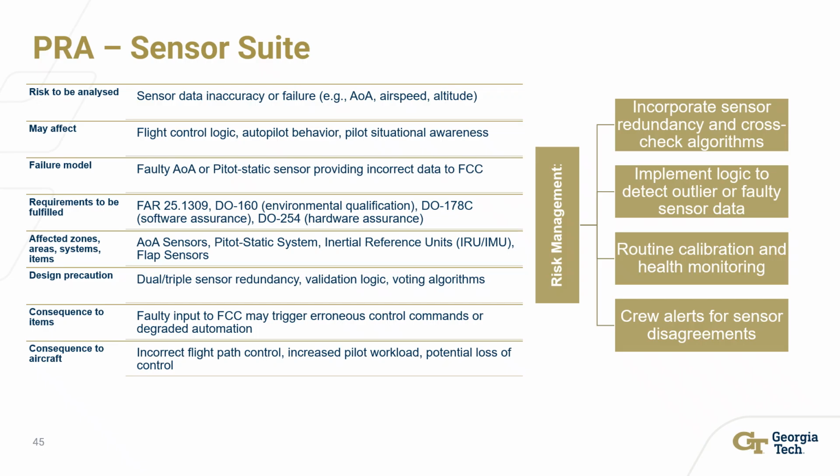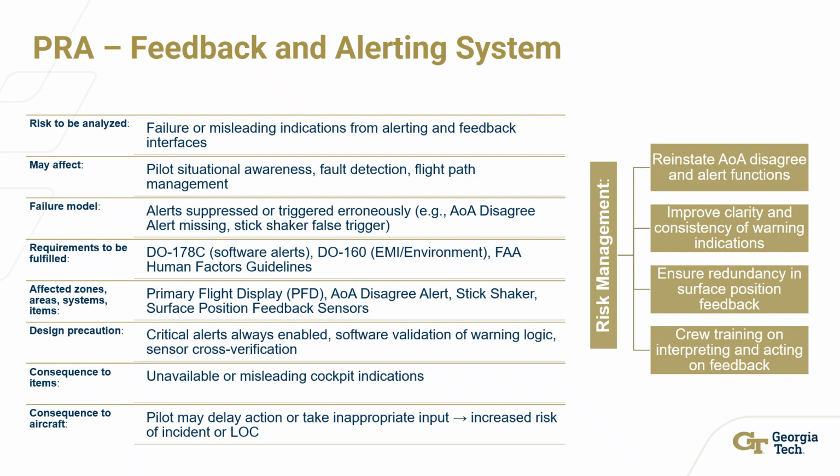Here we analyzed risk from the sensor suite itself, particularly the angle of attack sensor. The lack of sensor cross-checking meant that a single faulty sensor could mislead the system. Here we have the feedback and alert system. Before the update, alerts like the angle of attack disagree indicator were either absent or delayed. Post-accident, changes to this alert and improved pilot training increase the pilot's situational awareness and response time in abnormal conditions.